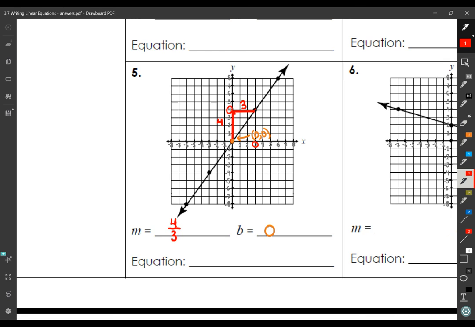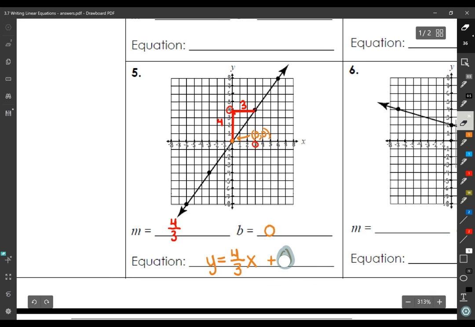So my slope becomes 4 over 3. And then when I'm writing my final equation, I am just going to write it as y equals 4 over 3x. I'm not even going to put the plus 0, okay? Don't put the plus 0. It doesn't make sense for it to be there. It doesn't mean anything, right? So our equation just becomes y equals 4 over 3x.